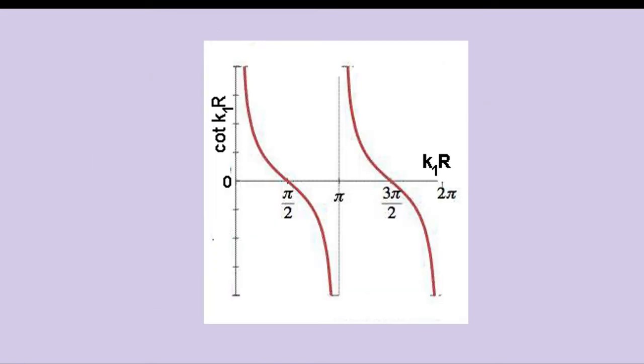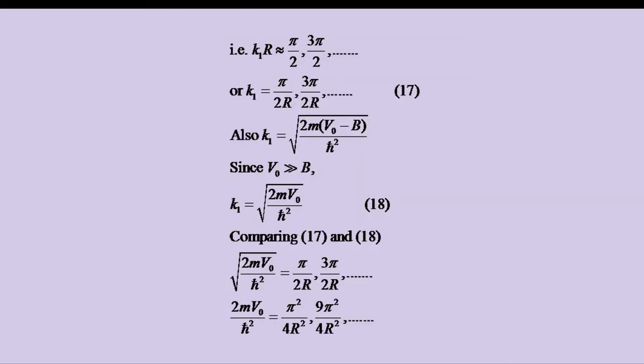And the same solution you will get if you plot K1 cot K1R and K2. You will get a similar result. So that is what we got: K1R is nearly, we have mentioned, slightly greater than pi by 2. You can take it as pi by 2 itself. Nearly pi by 2 or 3 pi by 2, etc. Or you can write K1 as pi by 2R or 3 pi by 2R, etc.